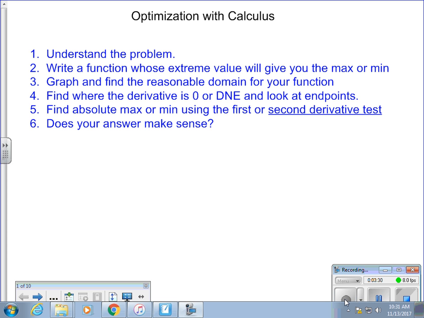Find the absolute max or min using the first or second derivative test. I never use the second derivative. Just set up a sign chart and we'll find the max or min. And does your answer make sense?